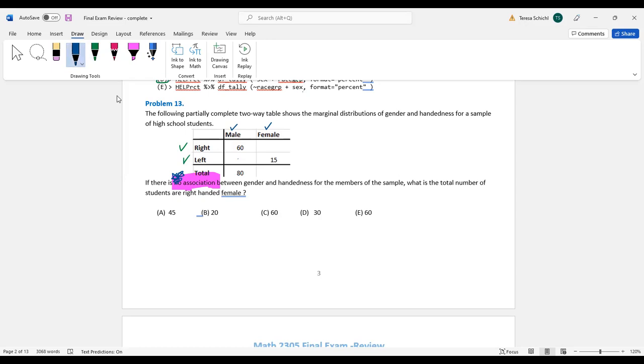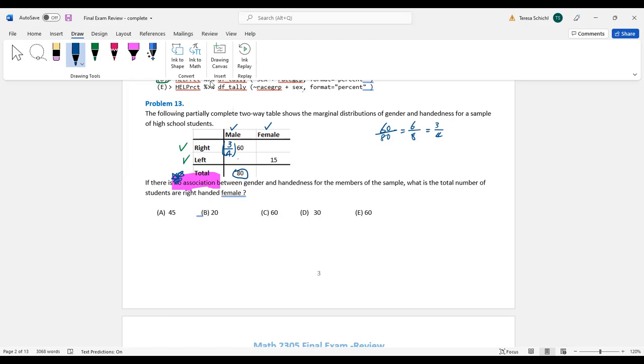So, okay, now for the 60 over 80. For the male, I have 60 students right-handed out of a total of 80 I sampled. So I know the percent here is 60 over 80. So it's 6 over 8, so it's 3/4. So I know this is 3/4, right? That means 3/4 of the male students will be right-handed.